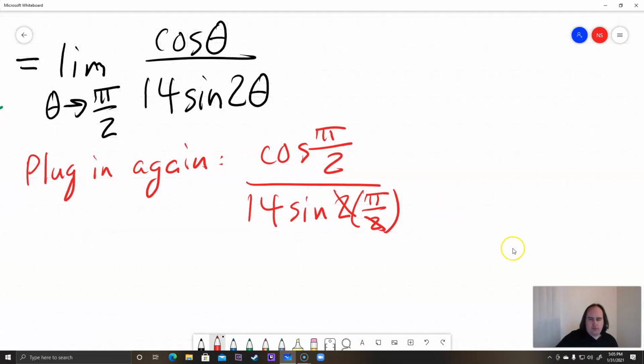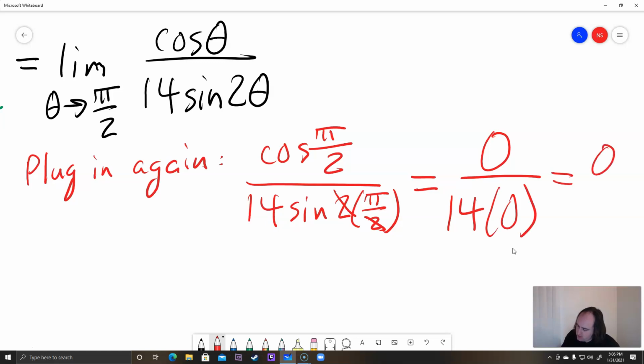Okay, and then on the top, I don't know if you remember this, but cosine of pi over 2 is the same as the x-coordinate on the unit circle when you're at 90 degrees, which is 0. Because you're actually right on the positive y-axis there, so x is 0. So on the top here, we actually have 0. And then on the bottom, sine of pi is where you're on the negative x-axis, and the y-coordinate there is also 0. So on the bottom here, we have 14 times 0, which is 0. Okay, so unfortunately, we have indeterminate again.